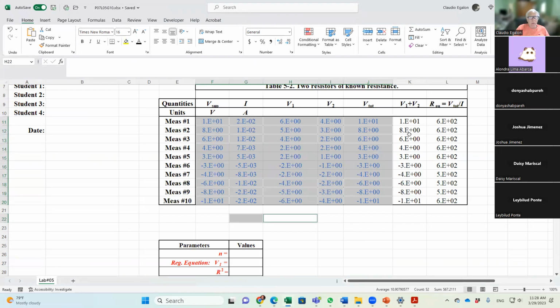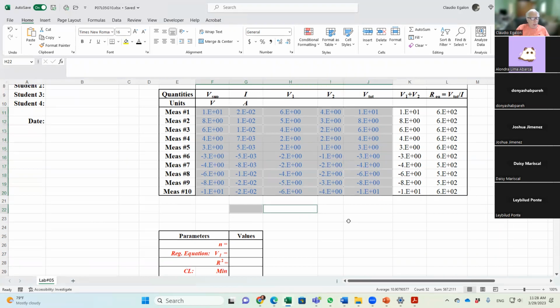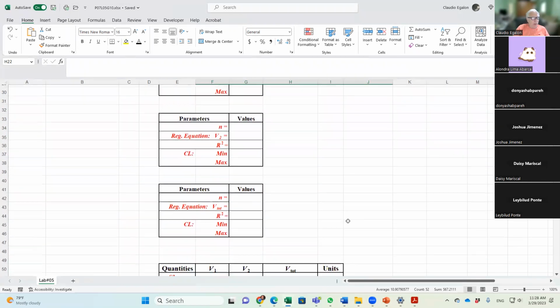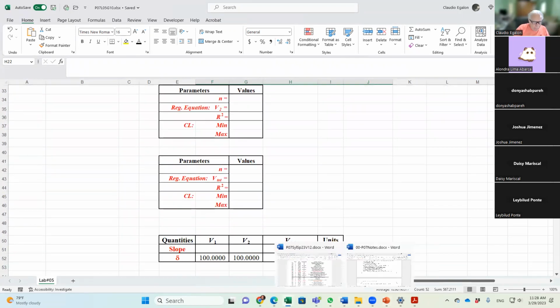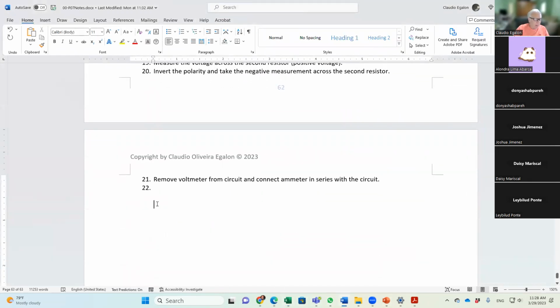Here it is already programmed to sum V1 with V2. By the way, when you sum V1 and V2, it should be almost the same as those values here, and almost the same as those values as well. And what do you have to do? There are 3 graphs that you have to do. Now we finally got to the point where you have to do something.